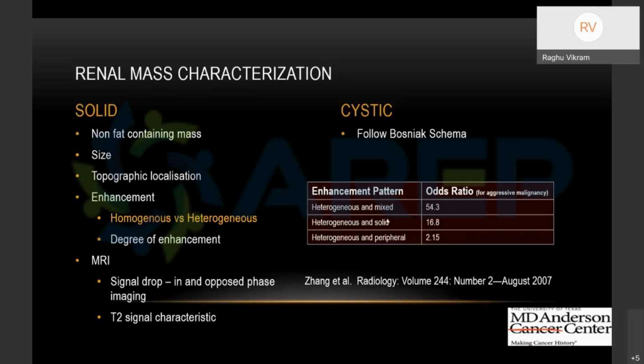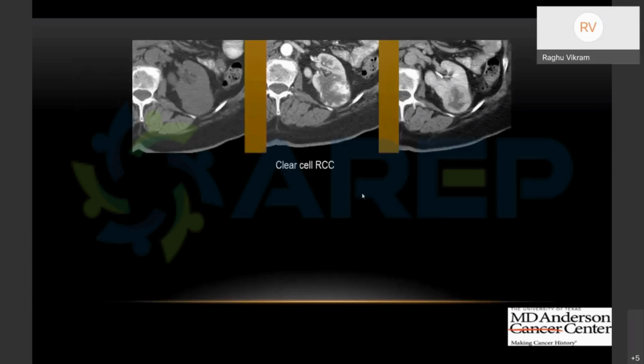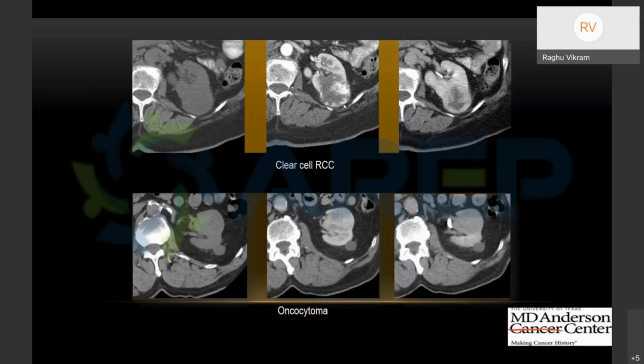Now, degree of enhancement, and so I'm going to show you some examples of heterogeneous enhancement. So this is an example of a clear cell renal cell carcinoma. You can see how enhancing it is. It's heterogeneous. This is usually an aggressive malignancy. Usually nobody wants to sit on this.